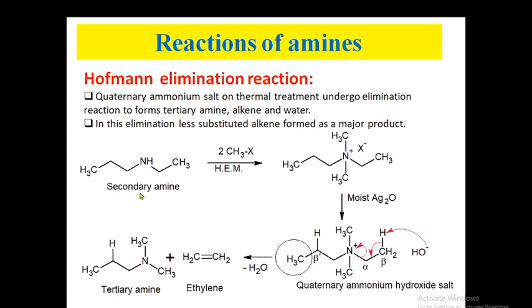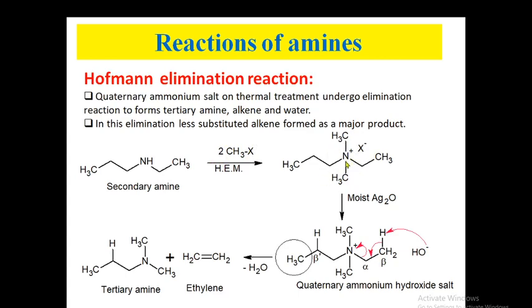So here we have taken this secondary amine, and it is subjected to Hofmann exhaustive methylation. As it is a secondary amine, it requires 2 moles of alkyl halide to form the quaternary ammonium salt.